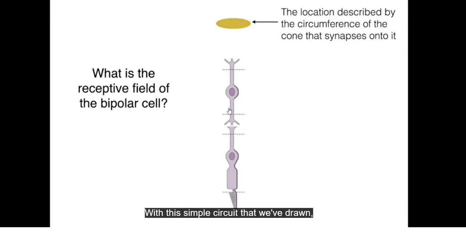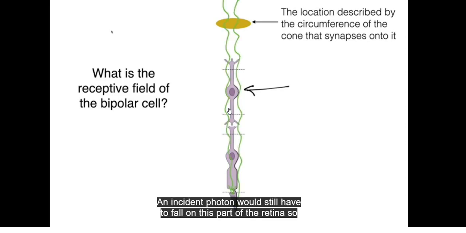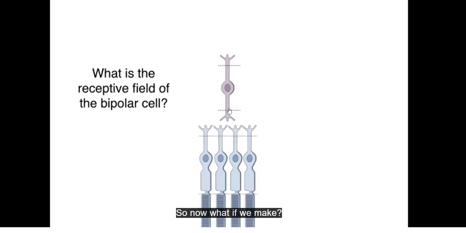With the simple circuit that we've drawn, the location of the receptive field would be the exact same that we saw for the cone, because to modulate the activity of this bipolar cell, an incident photon would still have to fall on this part of the retina, so as to modulate the activity of the cone, which is synapsing onto the bipolar cell. So now what if we make the circuit a bit more complicated, such that there are 4 rods, all of which are synapsing onto a single bipolar cell?